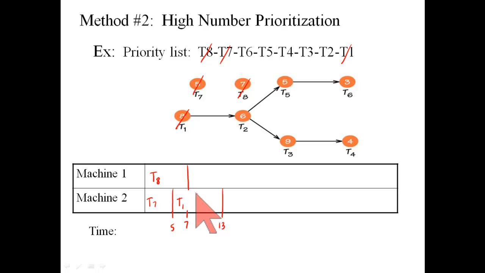At time 7, machine 1 finishes task 8 and says, give me something to do. But tasks 6, 5, 4, 3, and 2 are not ready to do because machine 2 is still working on task 1, which is ultimately a prerequisite for all of these remaining tasks. And so machine 1 has nothing to do but idle.